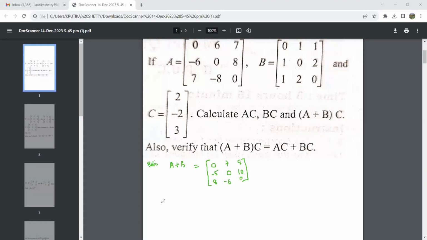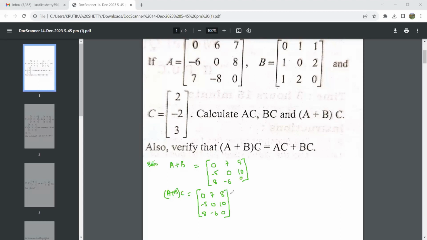So we have found out A plus B, and then we need to calculate now A plus B into C. We already know the A plus B value. It is 0, 7, 8. Next, minus 5, 0, 10. And then 8, minus 6, and 0.